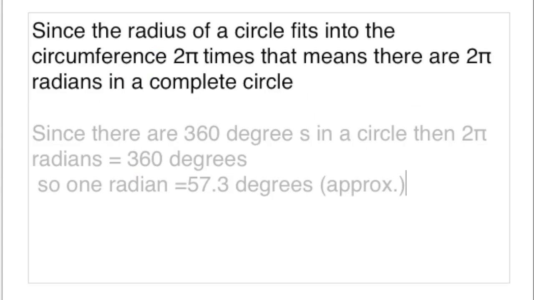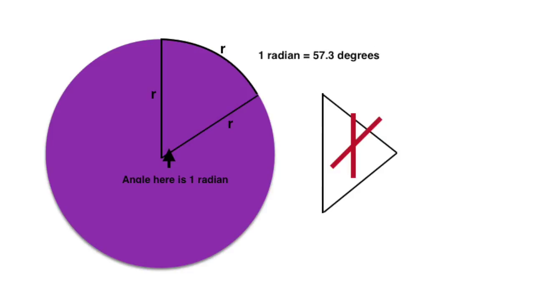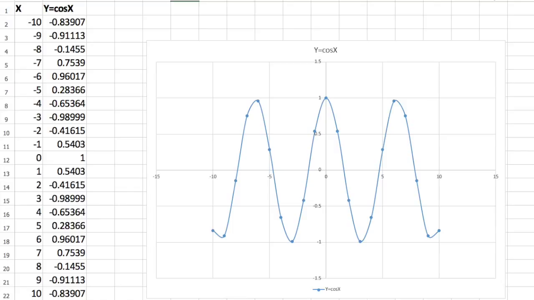You'll know that the circumference of a circle is 2 pi r, so there are 2 pi radii that fit around a circle. And so from our definition of a radian, there are 2 pi radians around a circle, which are equal to 360 degrees. If we divide the 360 by 2 pi, we therefore get the value of a radian in degrees, which is approximately 57.3. Moving back to the graph shapes of cosine, sine and tan x.